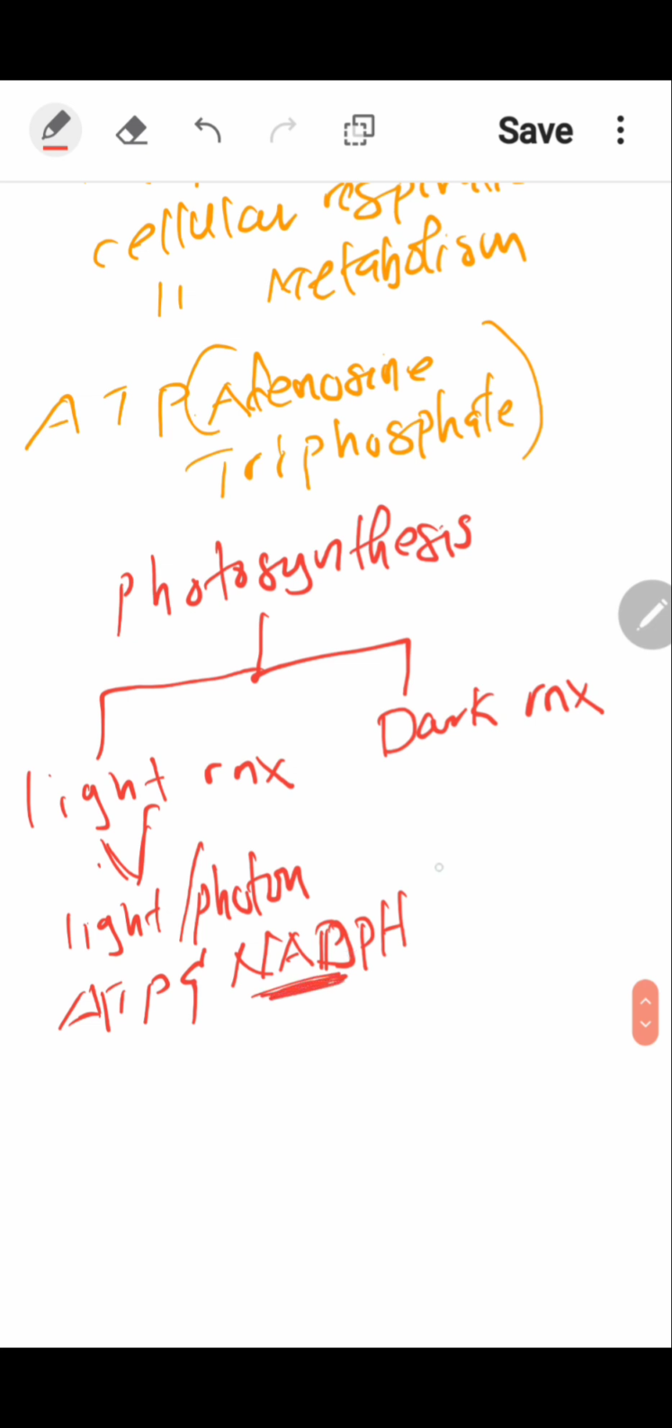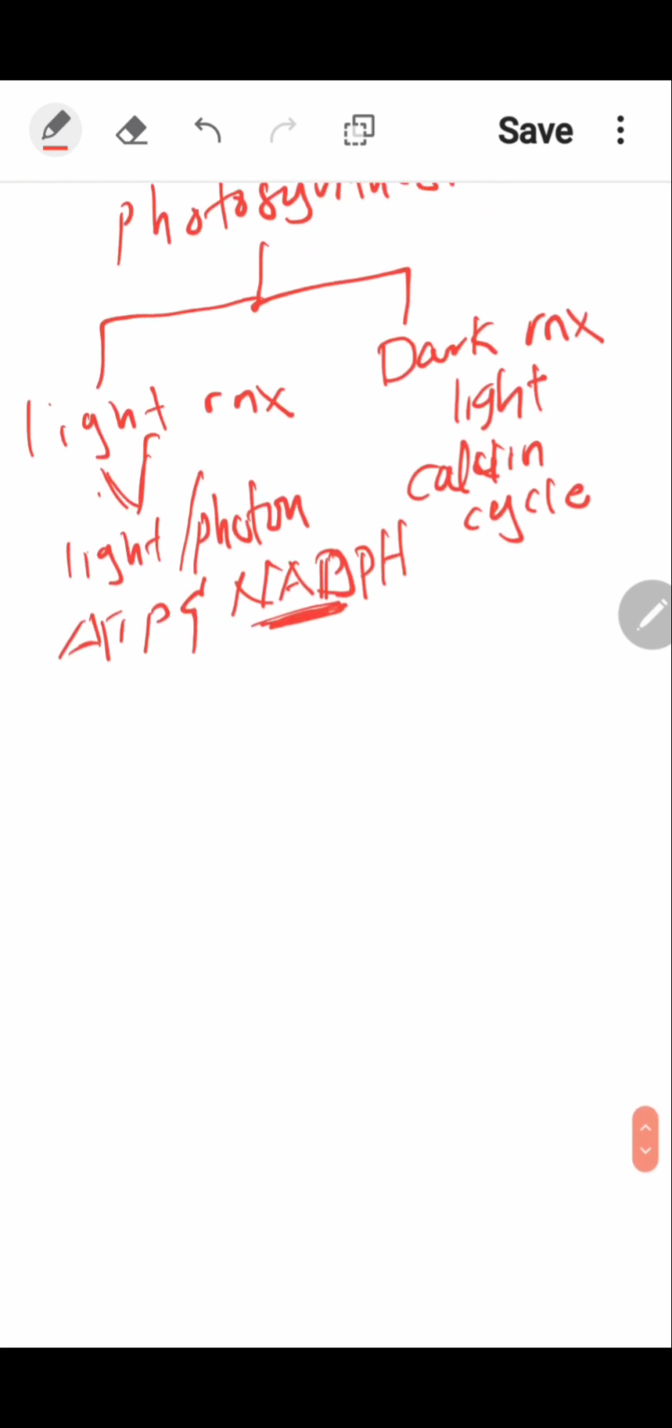And the dark reaction does not require light. It depends on the light reaction to proceed. Remember that this occurs both in day and night, so it is normally referred to as the Calvin cycle. Now, let's talk a little bit on the dark reaction. The Calvin cycle is named after a scientist known as Melvin Calvin.